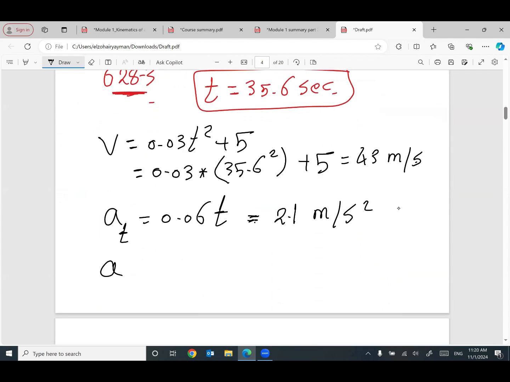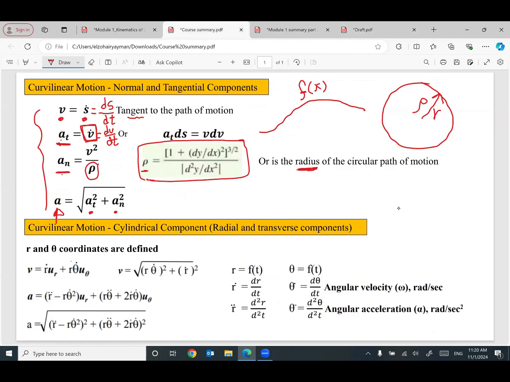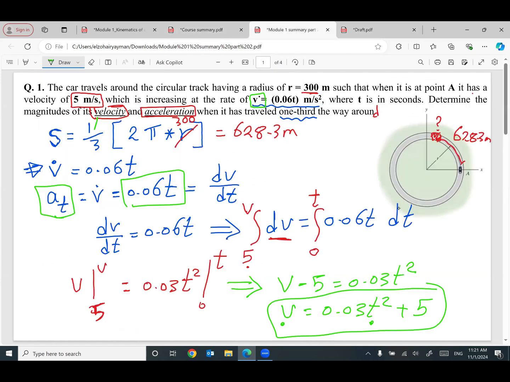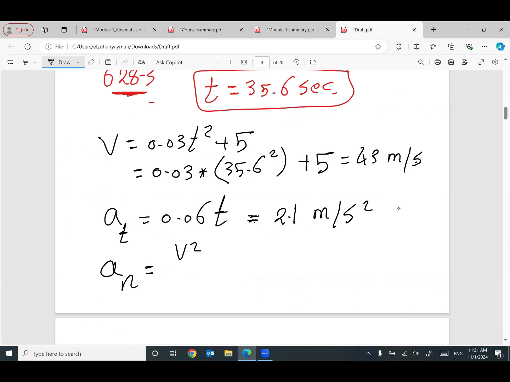Keep in your mind your normal component of the acceleration. If you go back to the summary, the normal component of the acceleration equals v square divided by rho. Since your motion is in a circular path, the value of rho will be equal to the radius, which is 300 meter. So v square divided by rho, your velocity equals 43 square divided by rho 300 meter. So the normal component will be 6.2 meter per second square.